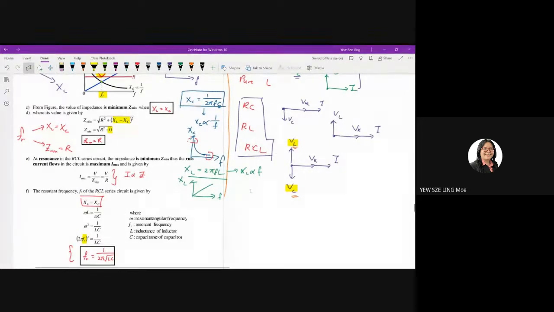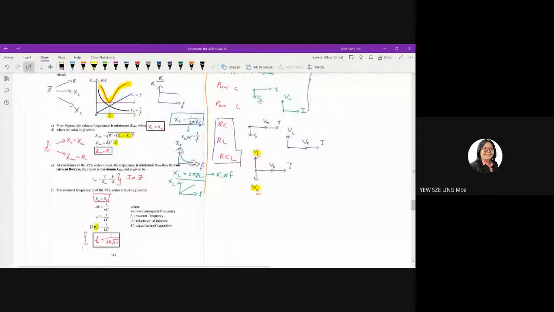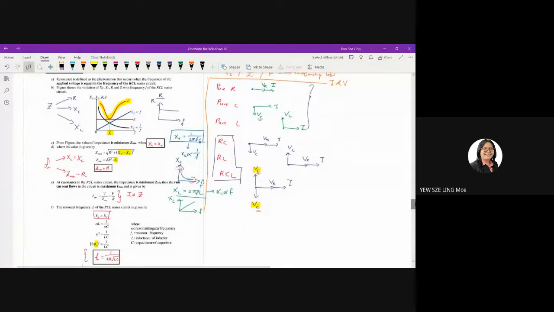So right now, I give you some time to write out a bit of a summary and also how to obtain this graph. Now, previously when it comes to the exam, it likes to ask students to sketch this graph. So make sure you know the shape. You know how to sketch the graph, and you also know the relationship between XL and F as well as XC and F. Okay, those are the things that you have to know.